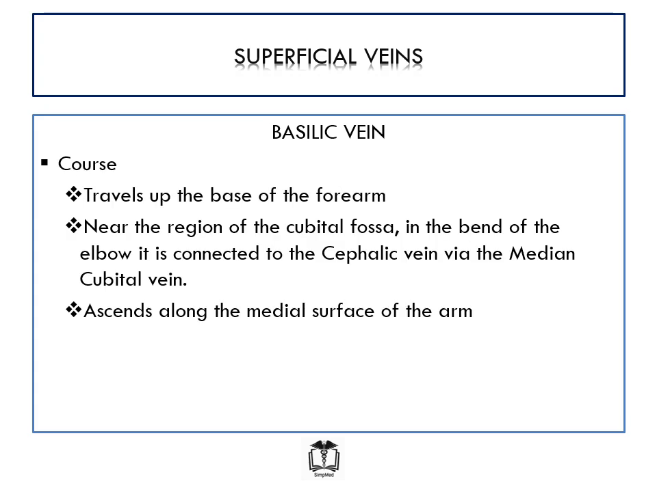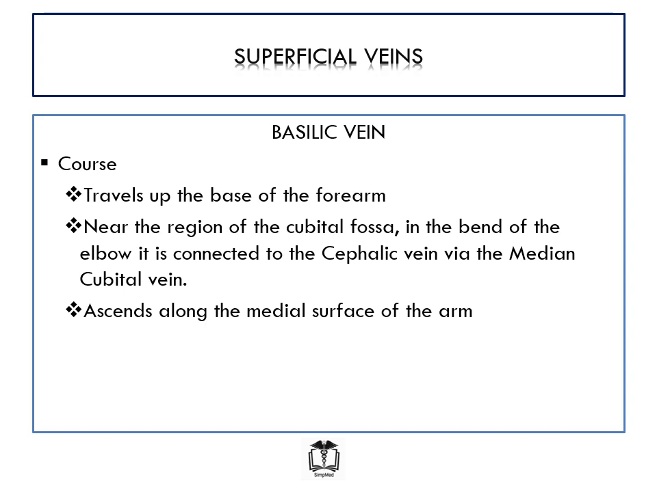After it takes its origin from the medial side of the dorsal venous network, the basilic vein will start to ascend towards the forearm. So it travels up the base of the forearm, and in terms of its course, it tends to ascend posterior-medially. And as it's ascending posterior-medially, it ascends through the forearm to get to the arm. Remember that when it gets to the junction between the arm and the forearm, there's also a connection that occurs between the basilic vein and the cephalic vein. We talked about that when talking about the cephalic vein.